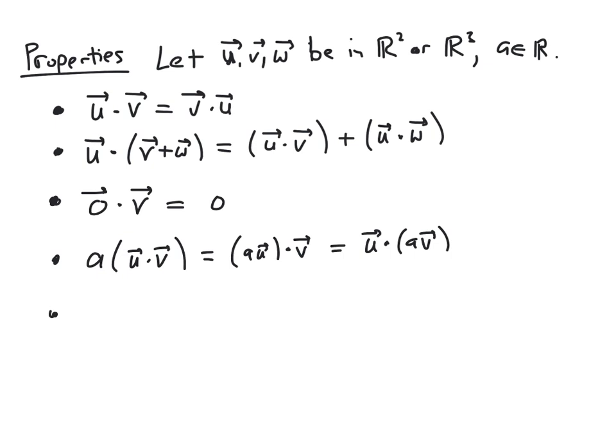But the last property is the one we saw at the end of the last example. If I have a vector u and I take the dot product with itself, we get the square of the magnitude of that vector. This is a really useful property that we'll use in a few other contexts to help simplify some calculations. So keep in mind that the dot product of a vector with itself is the square of the magnitude.